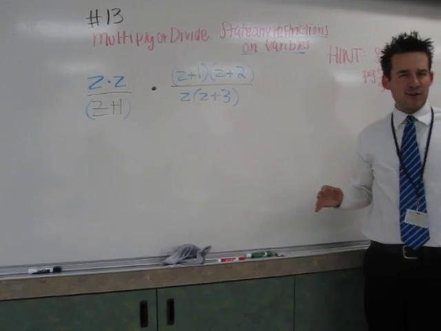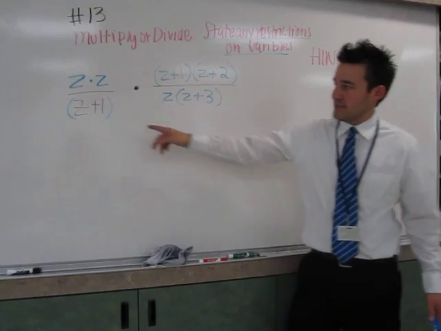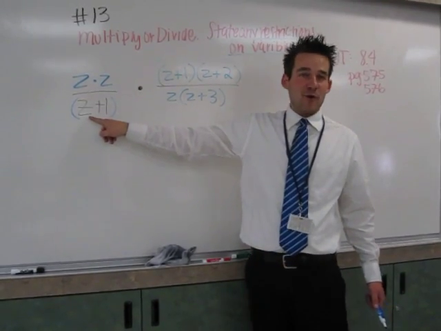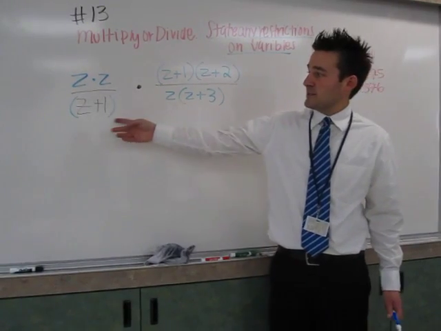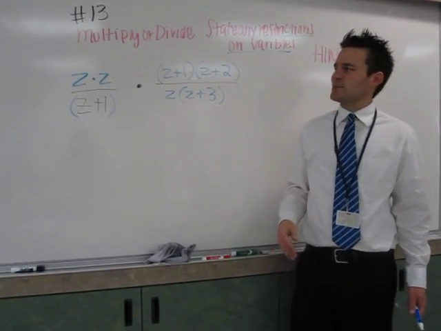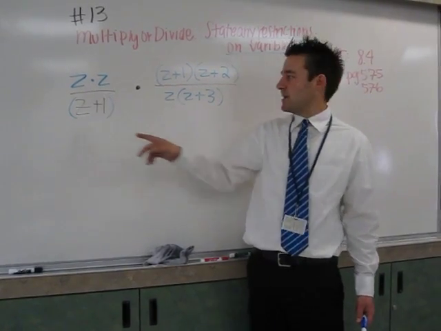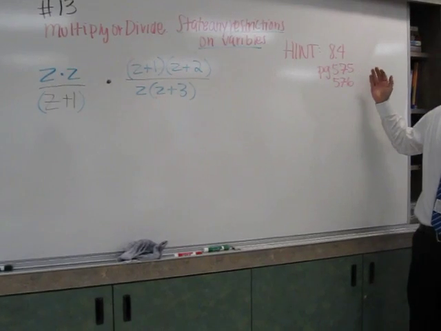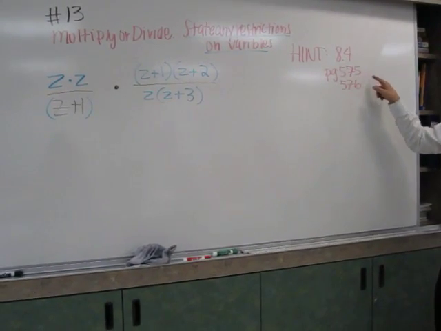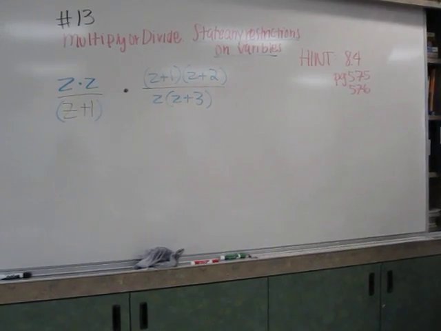Restrictions are any values of z that would cause a denominator to be 0. For example, if z was negative 1 right here, this denominator would be 0. And a 0 in the denominator is undefined. So that would be a restriction. Z cannot equal negative 1. What else can z not equal? If you need more help on this, check out page 575 and 576 from lesson 8.4.